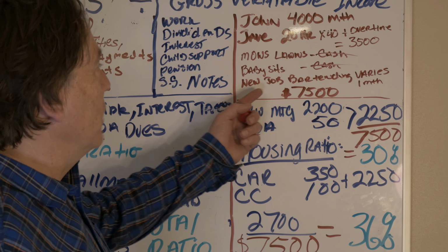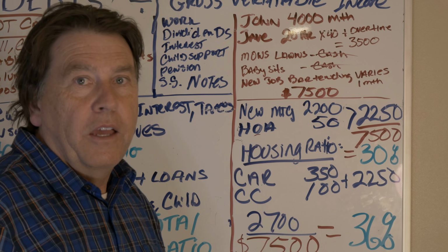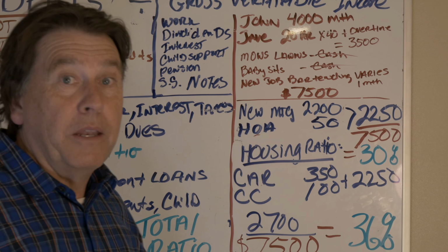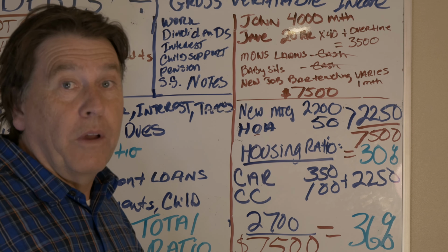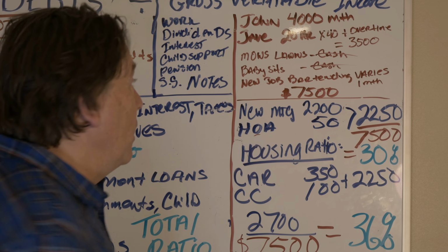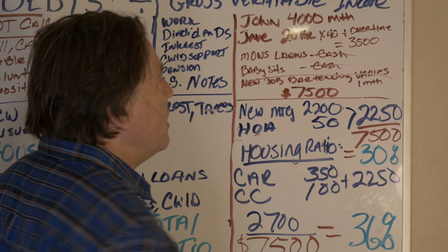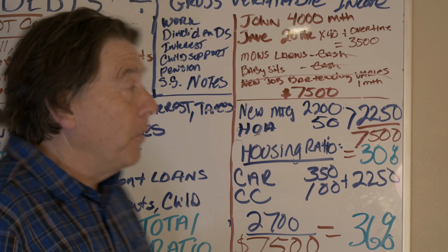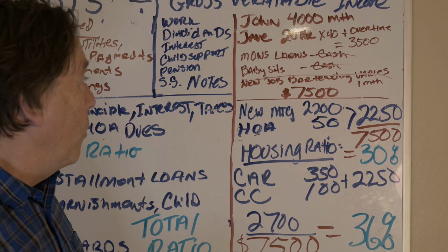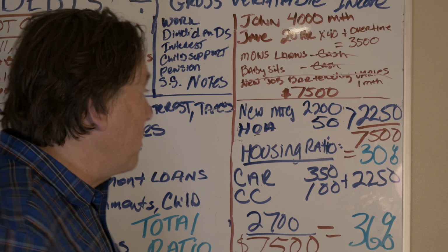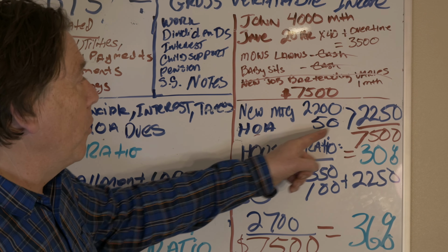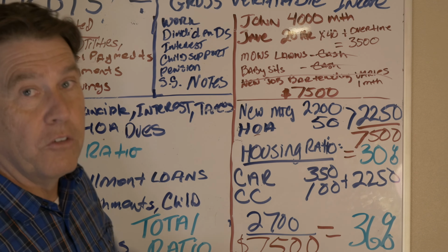And then finally, John just took a new bartending job, and he gets paid roughly $500 every weekend, but he just took it a month ago. And because we only have a month's worth of history, we can't use that income either. So they're left with their income of $7,500. Now, let's look at their mortgage payment. Their new mortgage payment is going to be $2,200 plus HOA is going to be $2,250 total.